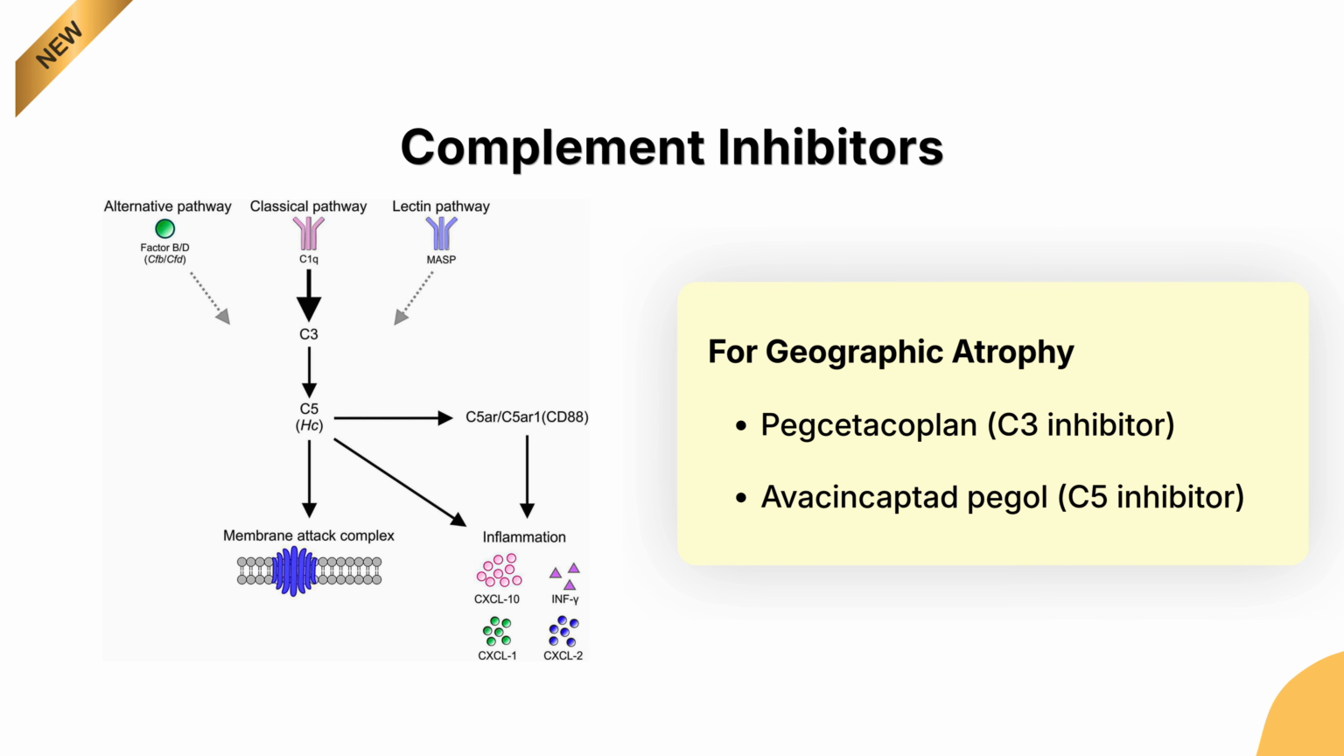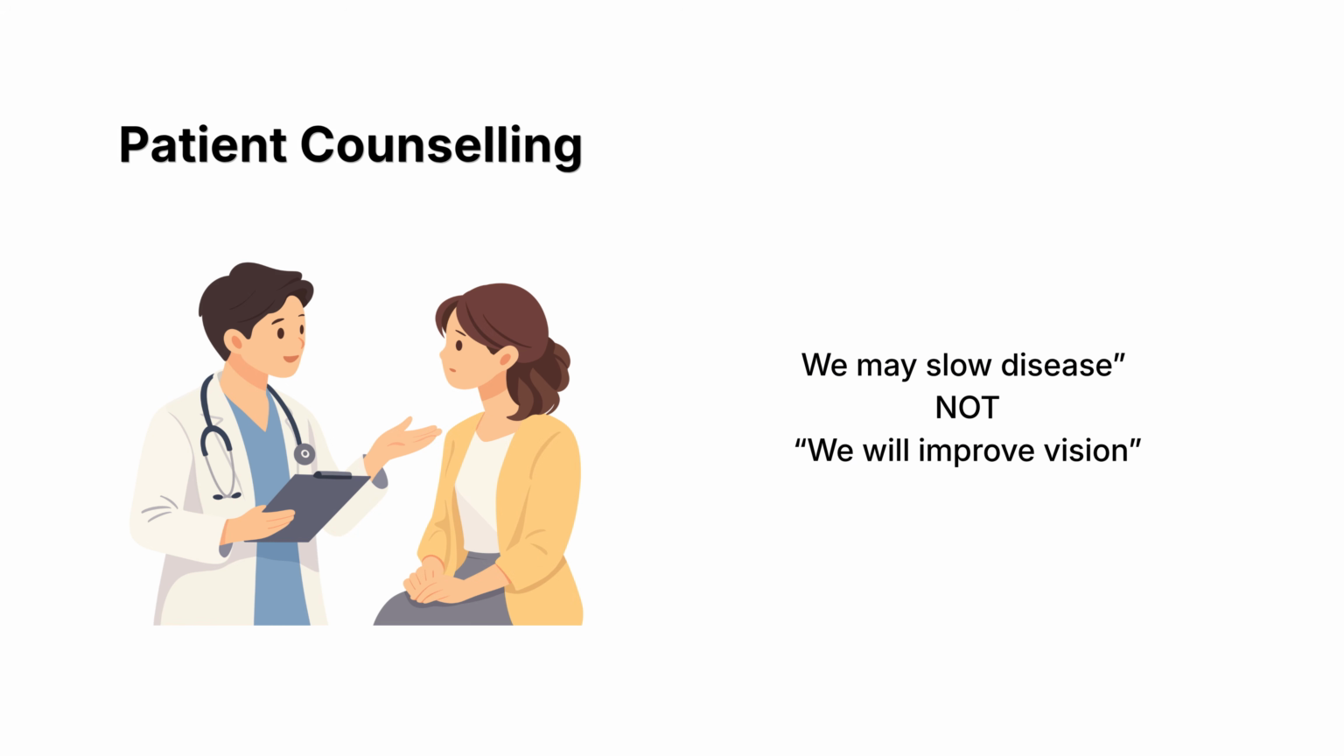Now, coming to something newer, and these are the complement inhibitors. This is mainly for patients with geographic atrophy. So what are we trying to achieve here? Not just visual improvement, we are trying to slow down the progression of atrophy. That's it. So 2 drugs you should know. Number 1 is pegcetacoplan, which is a C3 inhibitor, and avacincaptad pegol, which is a C5 inhibitor. And both of them act on the complement pathway. So when you counsel the patients, be very clear. You can say that with these drugs, we may slow the progression of the disease, but this will not improve your vision and this will not cure the disease.